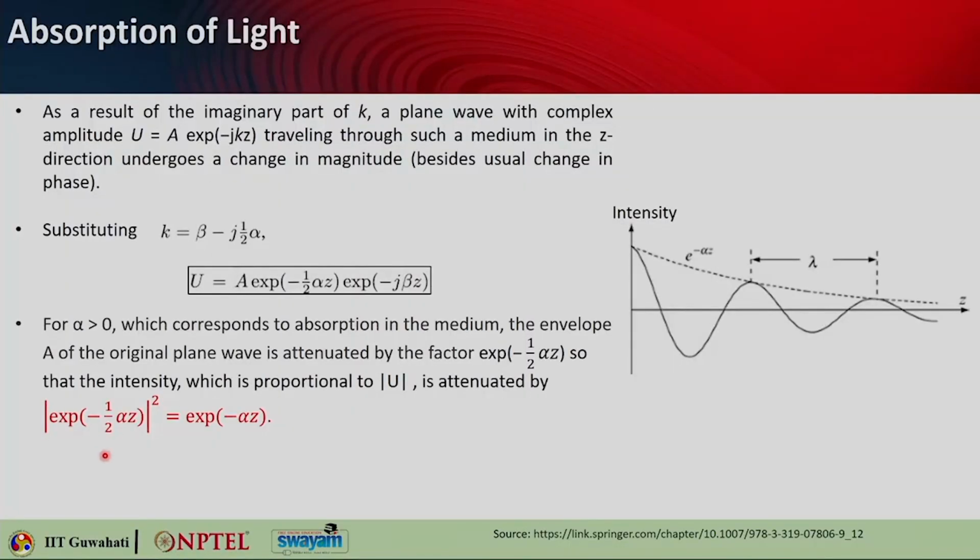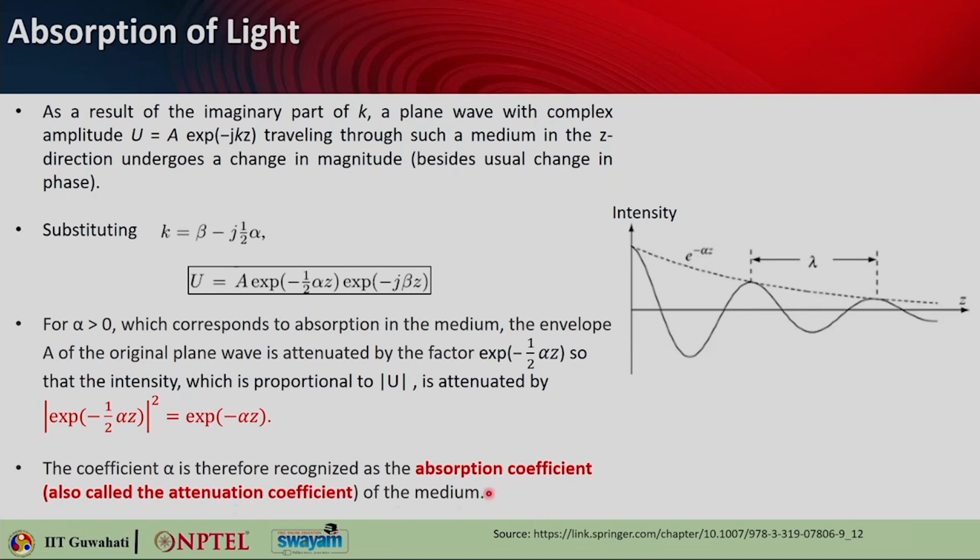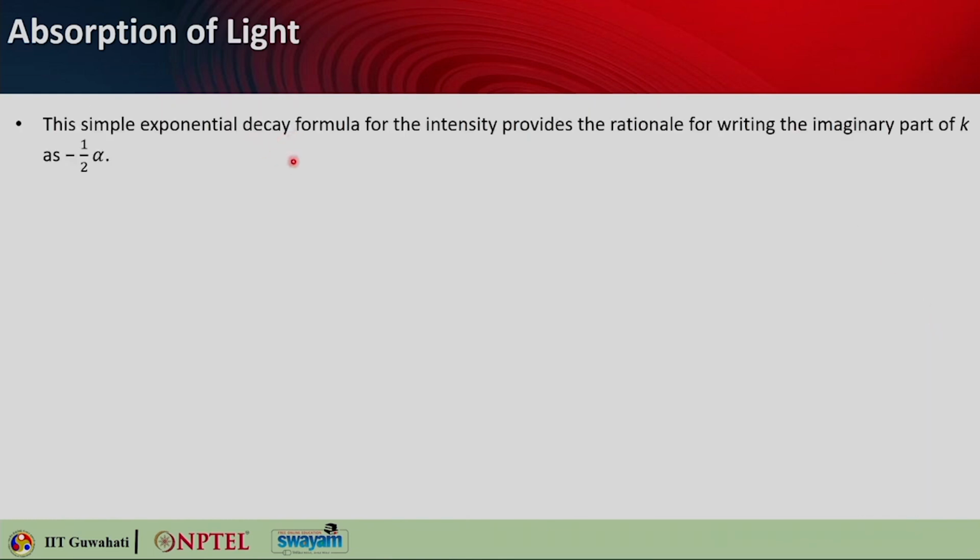Now, do you understand why we assumed the half factor in the amplitude decay? Because we could get an intensity decay in the form of alpha z. So, this coefficient alpha is recognized as the absorption coefficient. It is also called the attenuation coefficient. Fine. The distance from peak to peak is called lambda. If you also take the distance from dip to dip, that is also the wavelength lambda in that particular medium. The simple exponential decay formula for the intensity provides the rationale why we choose the imaginary part of k to be minus alpha by 2.